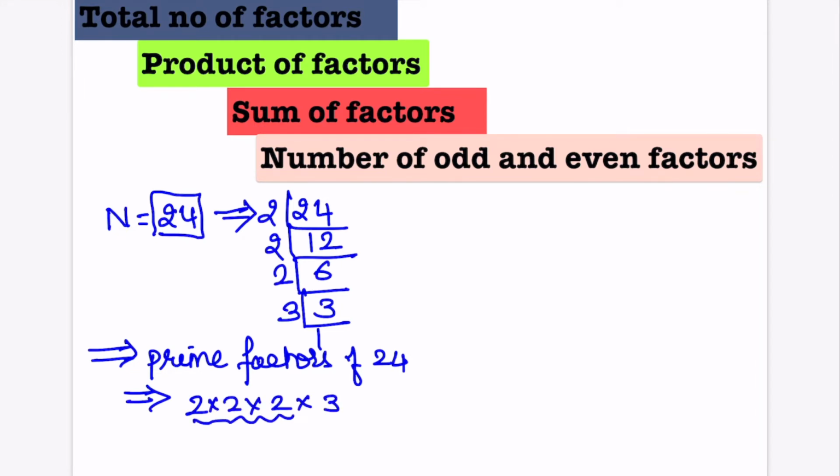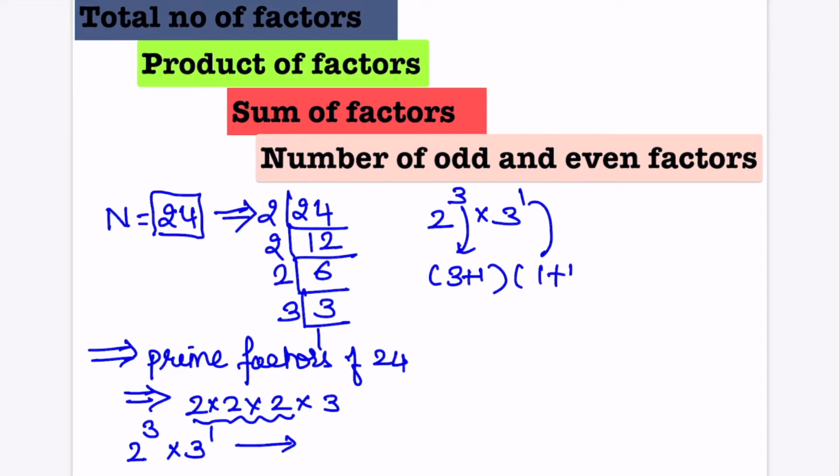Now here 2 is 3 times, so I'll write 2 power 3, and 3 is 1 time, so I'll write 3 power 1. So I'll tell you a formula to calculate the factors orally. Now here you have to add 1 to the powers. I have added 1 to 1 and 1 to 3. So it will become 4 into 2. In this way, the total number of factors of 24 are 8.